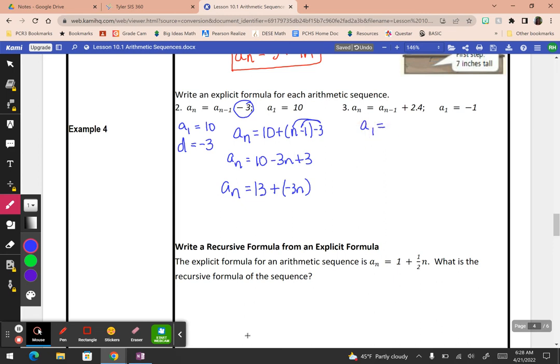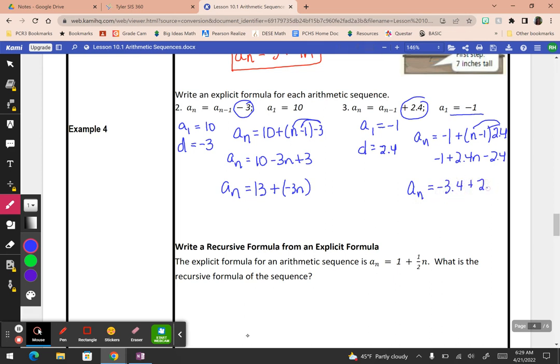Okay. Same thing over here. A sub 1 equals negative 1. Your common difference is 2.4. Okay. So then a sub n equals your first term, negative 1, plus n minus 1 times your common difference. So again, if we distribute, we have negative 1 plus 2.4n minus 2.4. Okay, combine like terms, and a sub n equals negative 3.4 plus 2.4n.